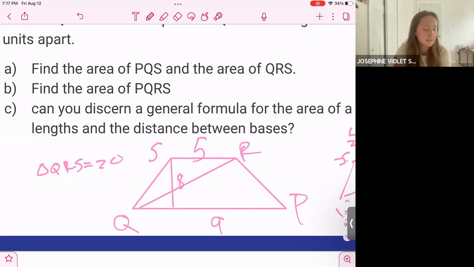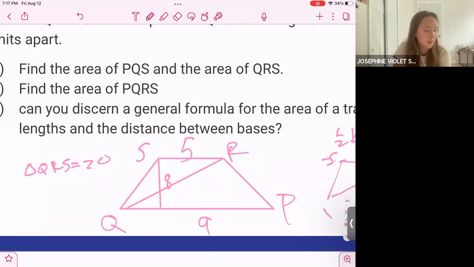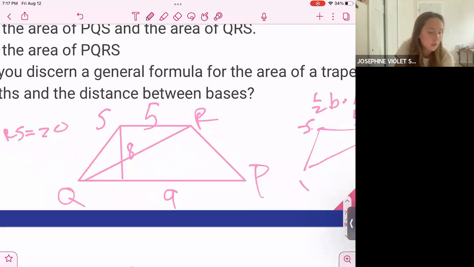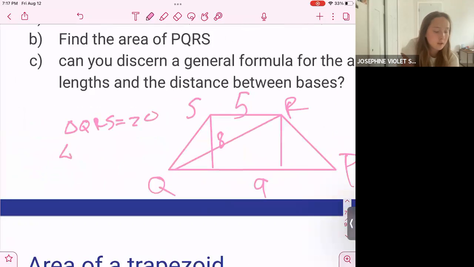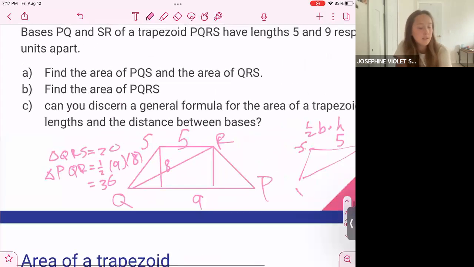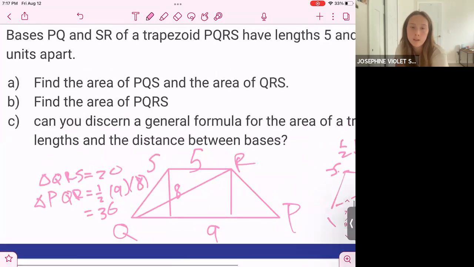Okay, so basically same process to go about solving for the second triangle. It's just we know the base is 9 and we know the height, which would also be the same here, is 8. So we know that triangle PQR equals 1/2 times base, which is 9, times height, which is 8, which would be equal to 4 times 9, which is 36. And then from that, we can find the area of the whole trapezoid.